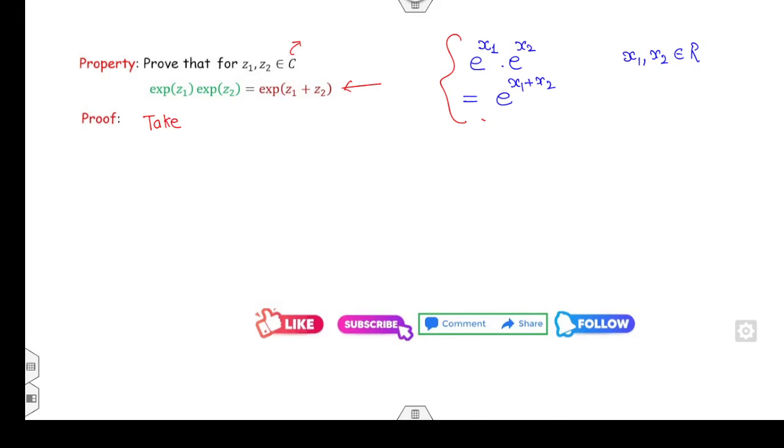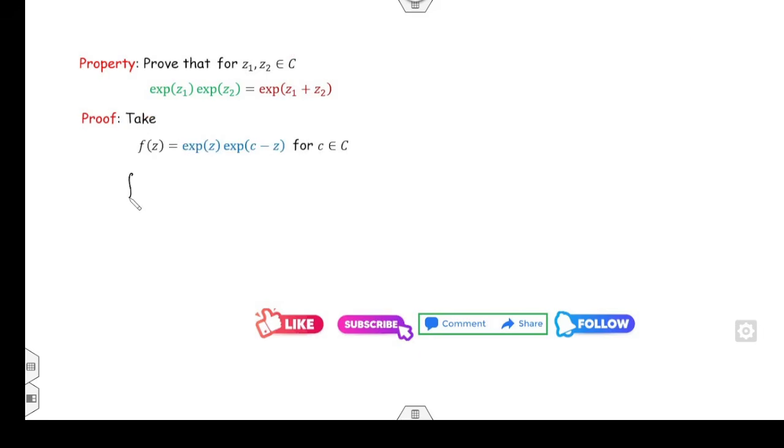It's very simple. We can start with the function f of z is e raised to power z into e raised to power c minus z, where c is any complex number. Now we can take the derivative. I can use the product rule: exponential of z into the derivative of exponential of c minus z, plus the derivative of exponential of z into exponential of c minus z. The derivative of c minus z is minus 1, so the terms cancel out. The first derivative is 0.